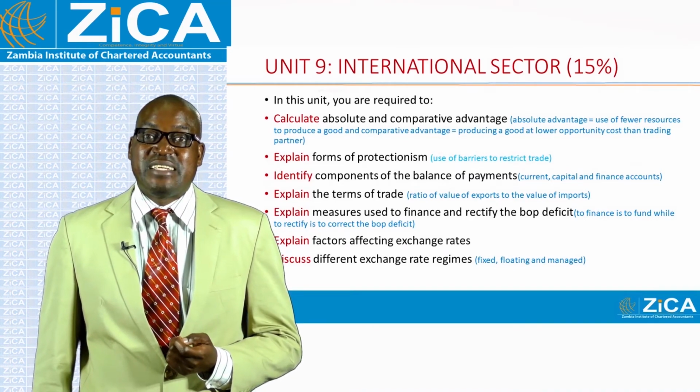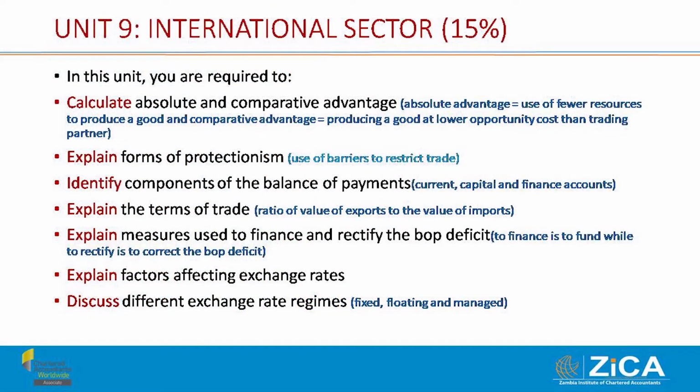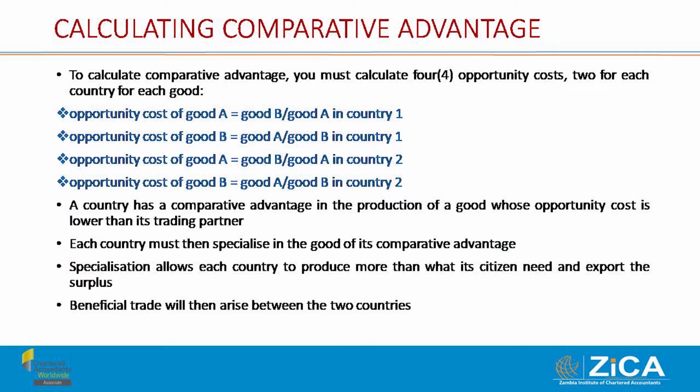Remember, absolute advantage occurs where one country can produce a good using fewer resources than its trading partner. Comparative advantage, on the other hand, concentrates on the opportunity cost. So we need to calculate the opportunity cost for each and every good, and where the opportunity cost is lower, that is where the country has a comparative advantage. There have been many situations where candidates would calculate just 2 ratios or so on, but it is important to note that for comparative advantage, you always need to calculate 4 ratios.